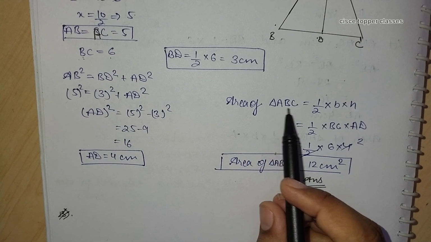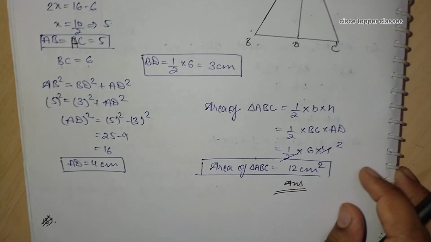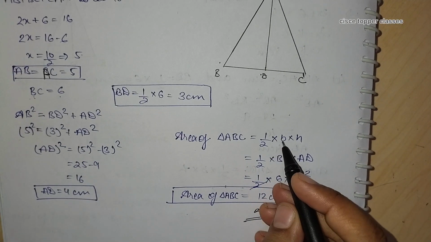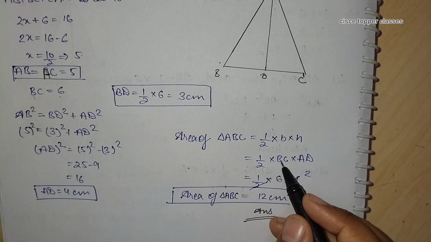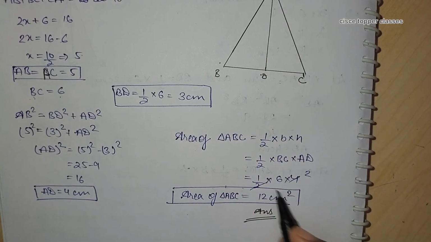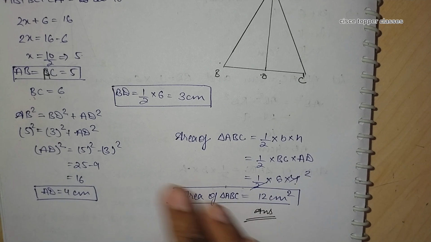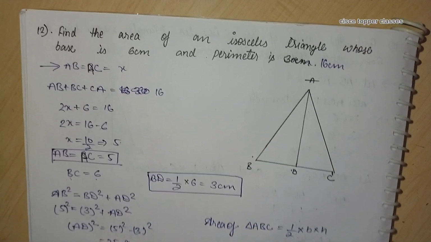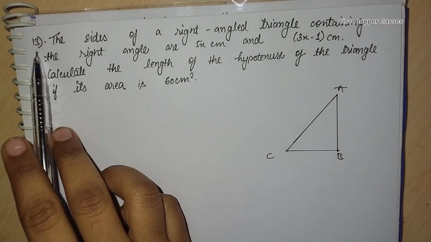Now by putting the value in the half base into height formula of area, we can just write half into base into height. So half into BC into AD, we will put BC as the base here and AD is the altitude. So this will be 6 into 4. On cancelling out, we will get 12 centimeter square, the area of triangle ABC. So this is the answer of the 12th question, and this is the solution of this question. Now let us solve here the 13th question.